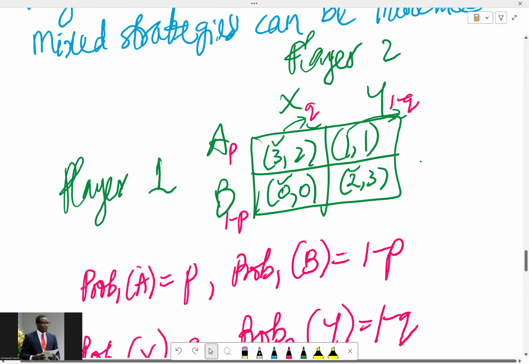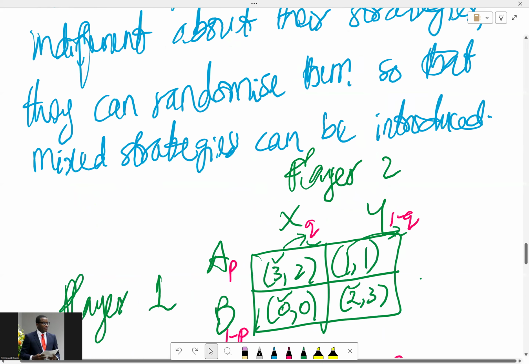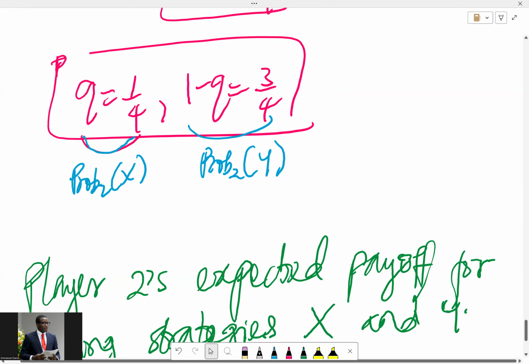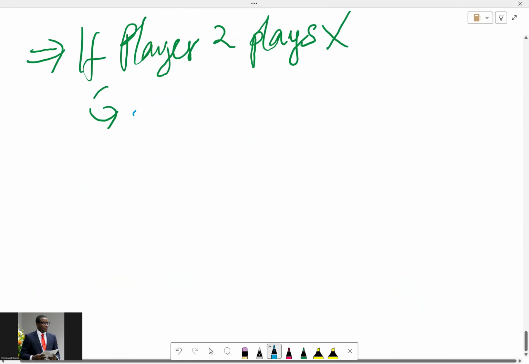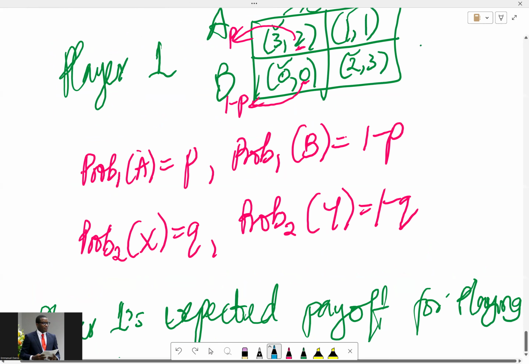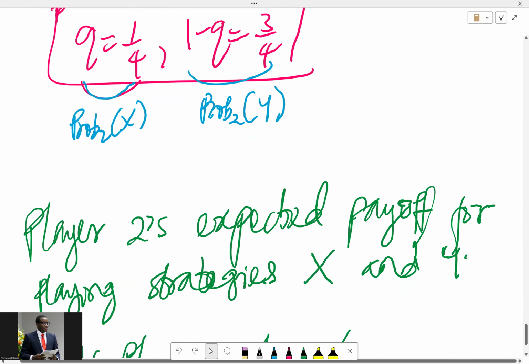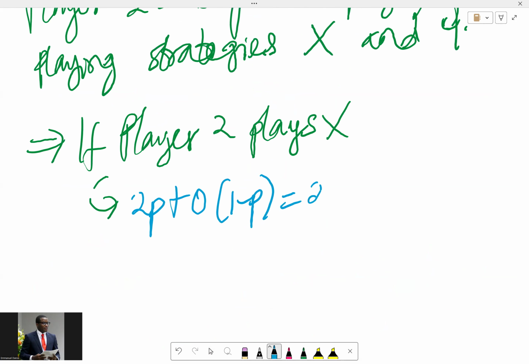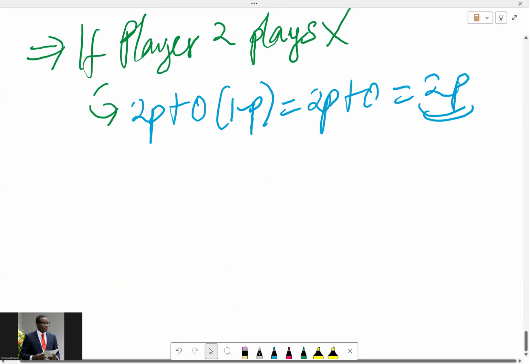So for player 2 now, this 2 and this 0. So 2p plus 0 into 1 minus p. And that is simply 2p plus 0, which is simply 2p. And we have that waiting.